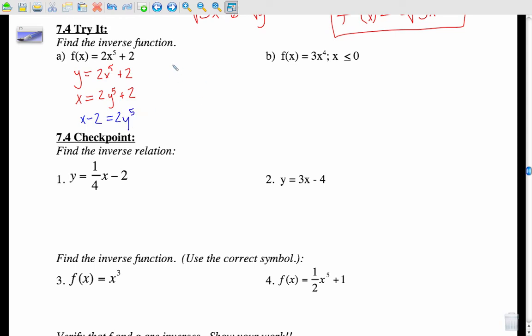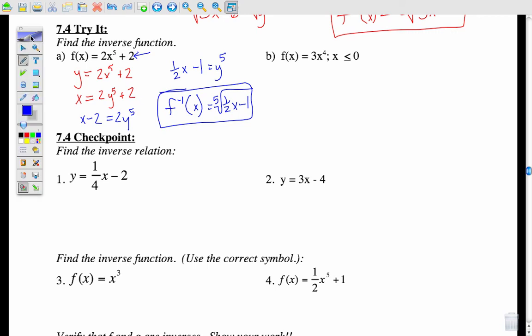equals 2y to the 5th. I'm going to divide by 2, so you get 1/2 x minus 1 equals y to the 5th. And then you take the 5th root of both sides. So you end up with f, we're going to write this in function notation: f negative 1 of x equals the 5th root of 1/2 x minus 1. And that is the inverse function of the one you started with right there.